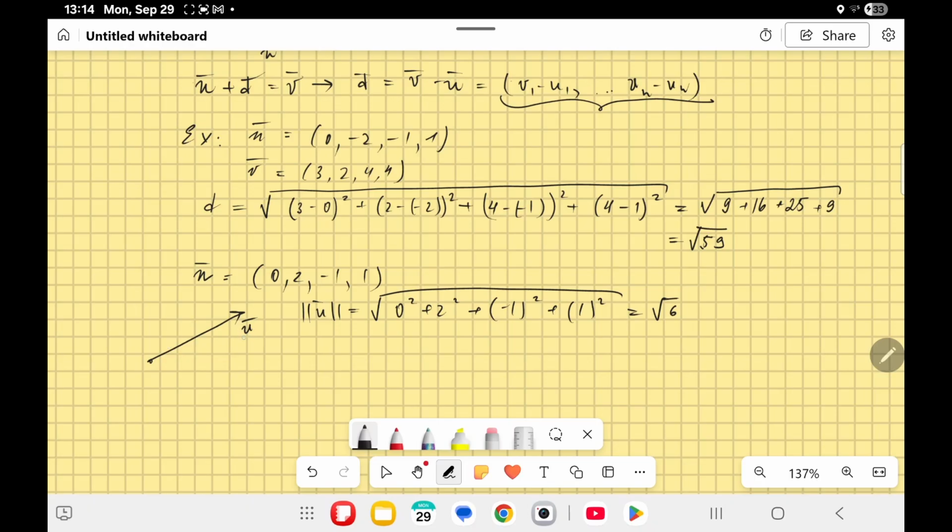How do we find a vector which is in the same direction but has length 1, a unit vector in the same direction?